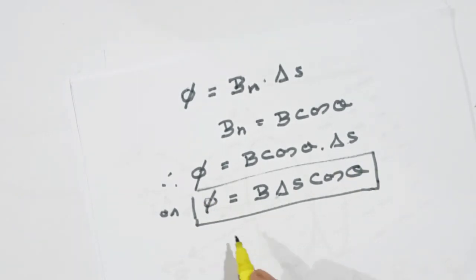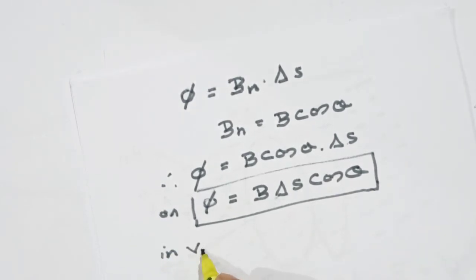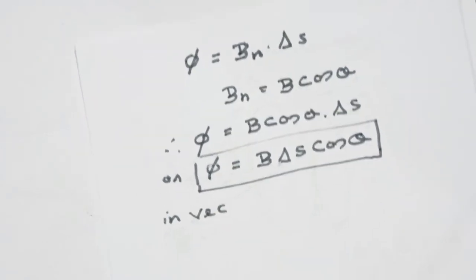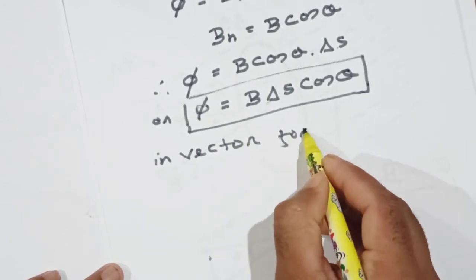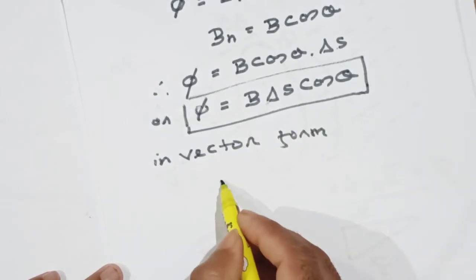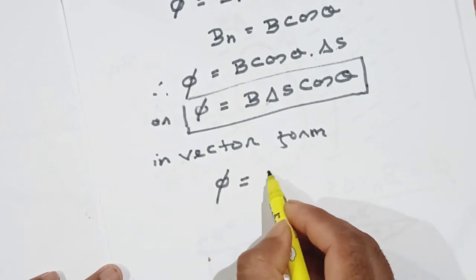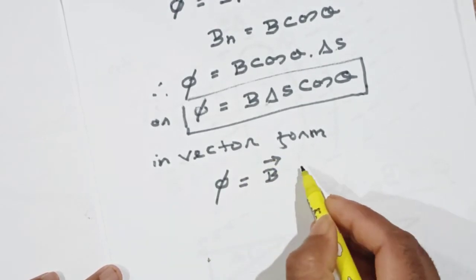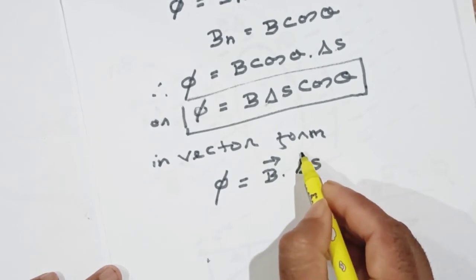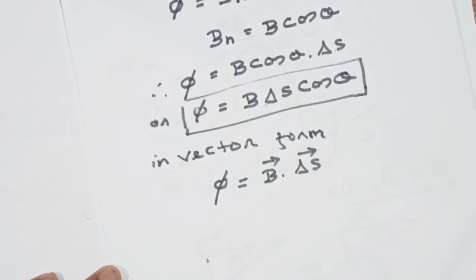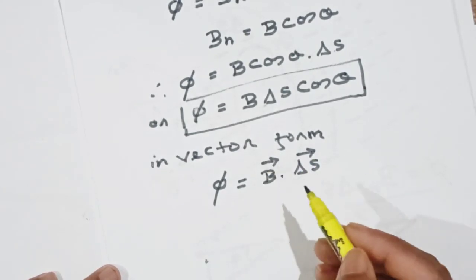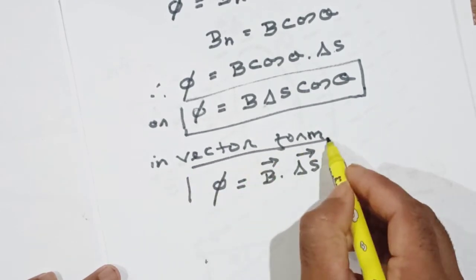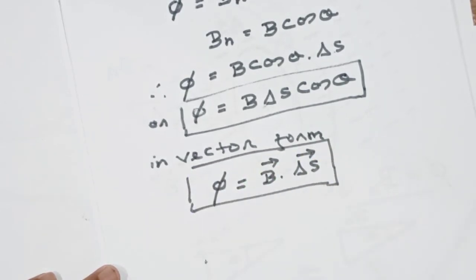Now in vector notation we can write in vector. This is in magnitude. Okay, in vector form we can write like this: phi equal to B dot delta S, where you must put the arrow mark. This means that this is a vector quantity and this is also a vector quantity. So this is magnetic field in vector form.